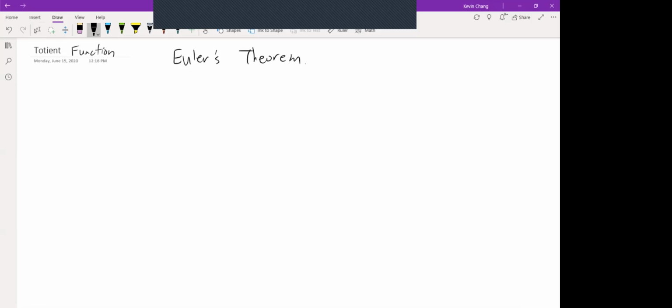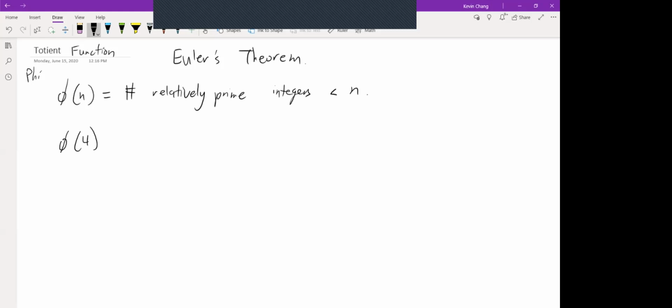So there's going to be a function phi. This is the Greek letter phi. Phi of n is going to be our totient function. And we define this as the number of relatively prime integers that are less than n. So we'll do a couple examples. For instance, phi of 4. So we can list all the numbers less than 4. So 1, 2, 3. And 1 is relatively prime to 4. 2 is not because they share the same common factor of 2. And then 3 is relatively prime to 4. So this is going to be equal to 2.